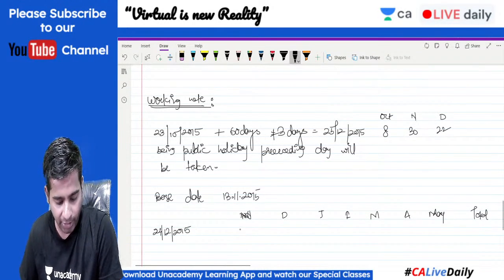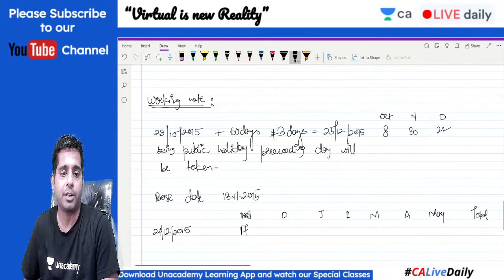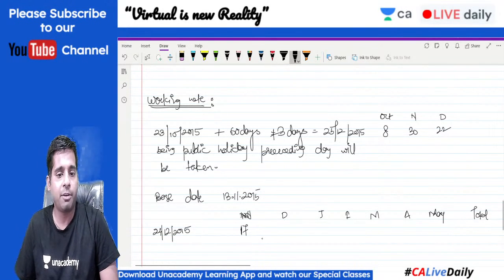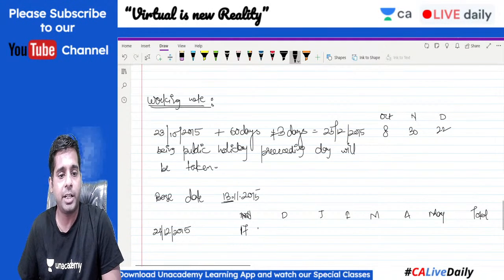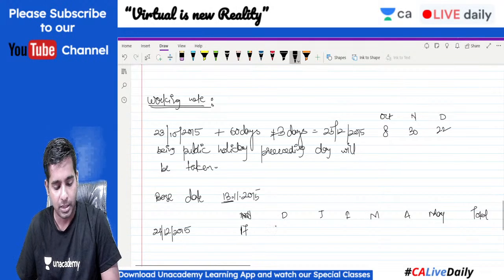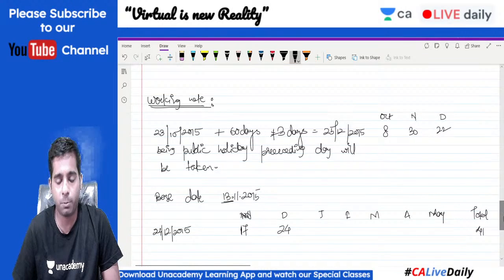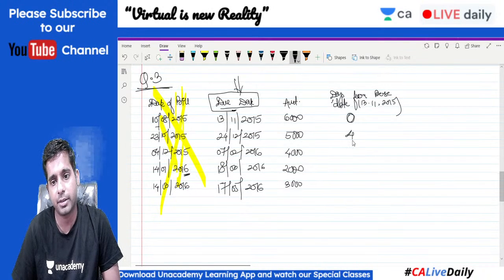How many days left in November? November has 30 days. So from 13th November till 30th November, we are left with 17 days. And we have to go to 24th December. So 24 plus 17, that would be 41. Very good. 41 days.